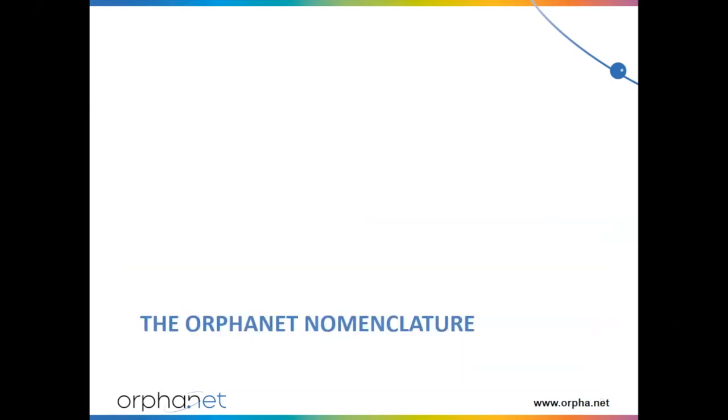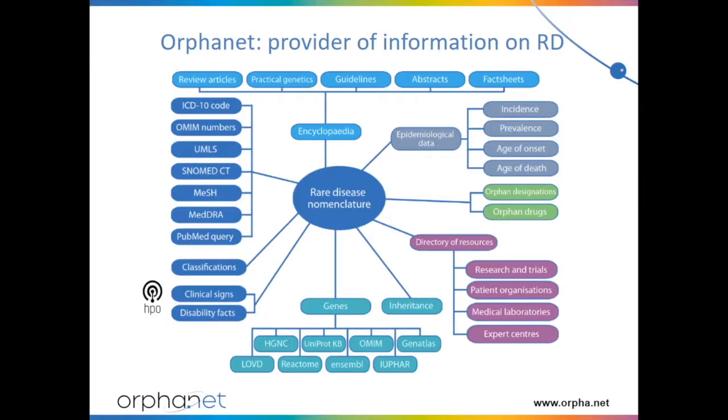So let's start with the Orphanet nomenclature. And I will introduce this part with this graphic representation of the Orphanet database. As you can see, the rare diseases themselves, which collectively form the Orphanet nomenclature, represent the essential core of the Orphanet database, around which many scientific data and resources are structured.